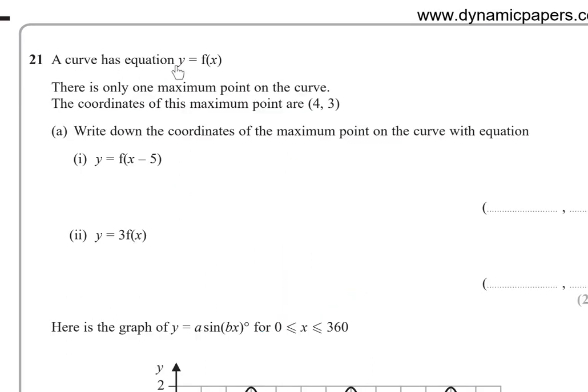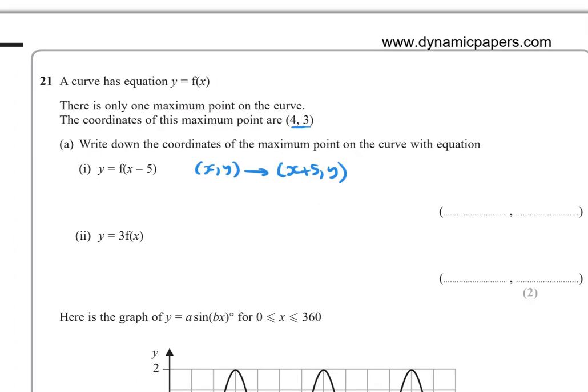21. A curve has equation y equals f(x). There is only one maximum point on the curve. The coordinates of this maximum point are 4, 3. Write down the coordinates of the maximum point on the curve with equation y equals f(x minus 5). f(x minus 5) is a translation 5 units to the right, so the point x and y will be x plus 5 and y. Now for this point 4 and 3, if you apply the rule, add 5 for 4, so we have 9, and keep 3, so 9 and 3.